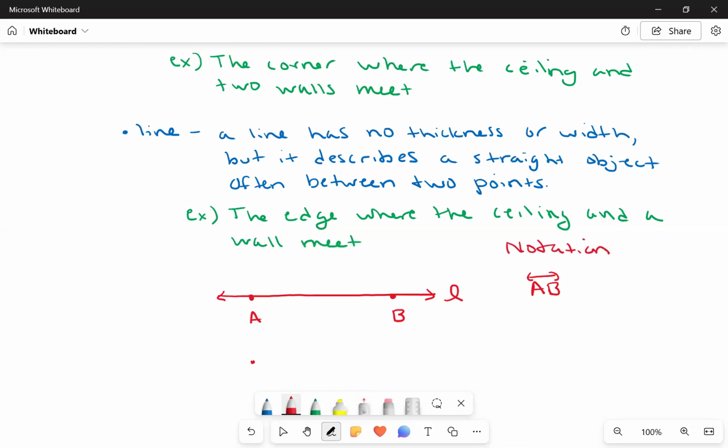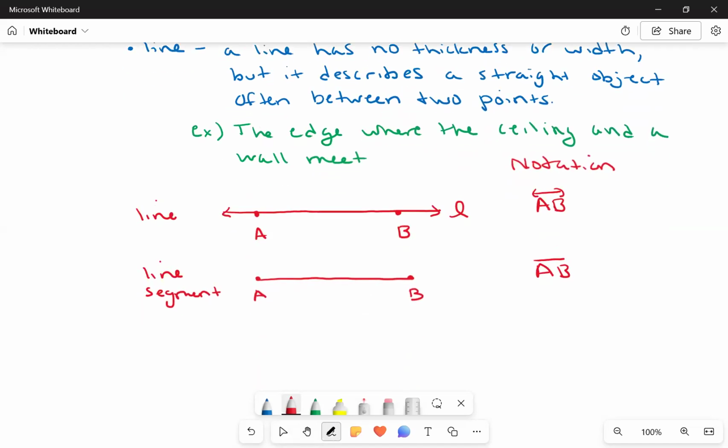Now if the line is actually a line segment, that means it doesn't go on forever and it stops between point A and point B. So this is a line. This is a line segment. And the notation we use doesn't have the arrows above it. The arrows indicate that it's going on forever, whereas this indicates there's a start and a stop. When there's only one start or stop, but the other end actually has an arrow, that's called a ray.